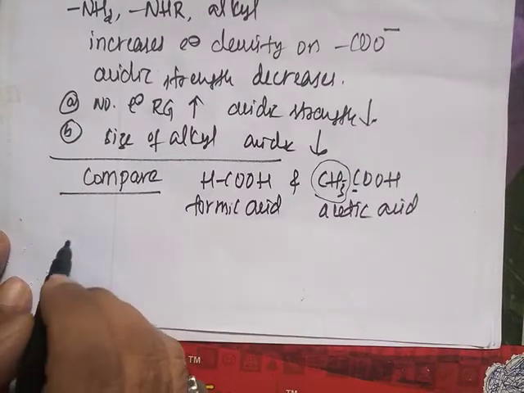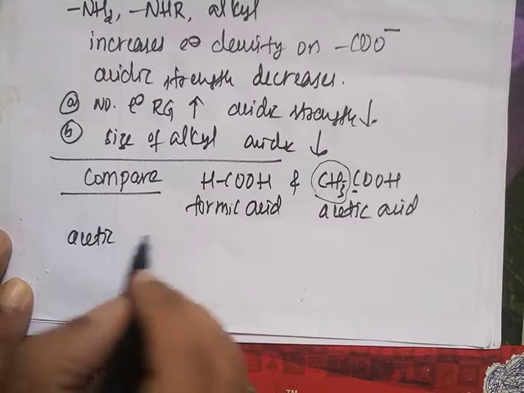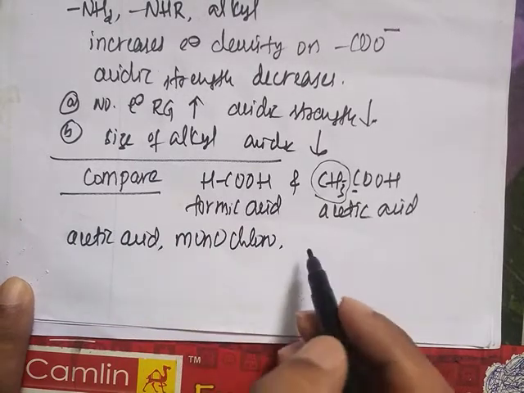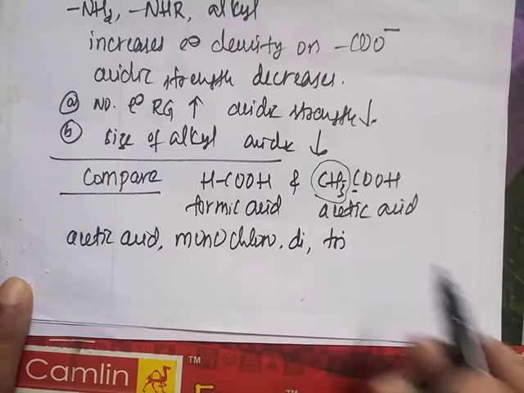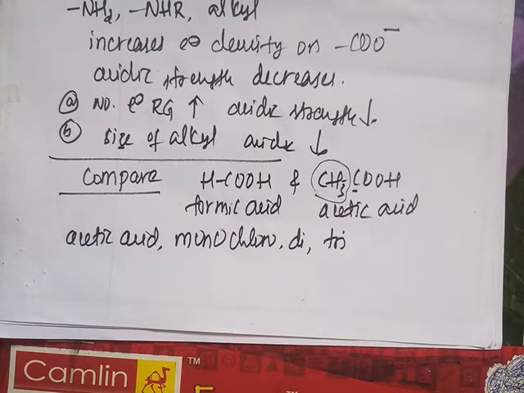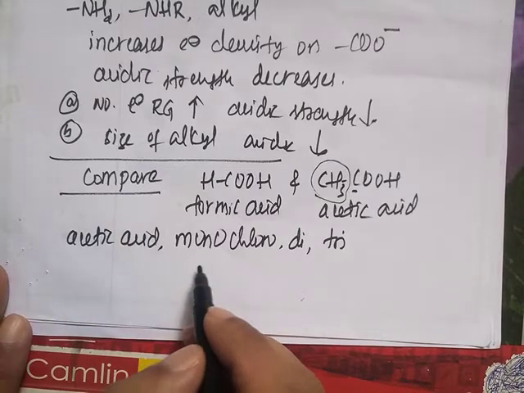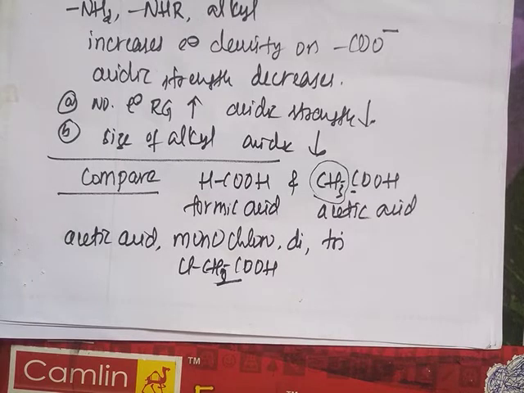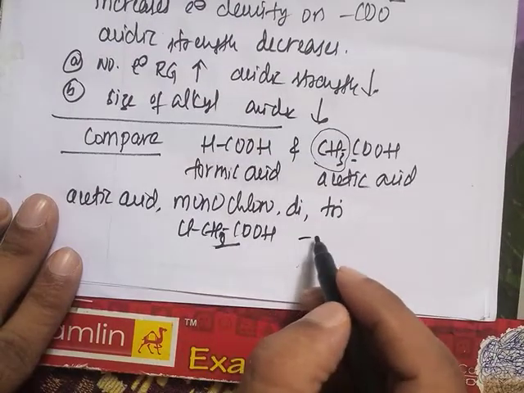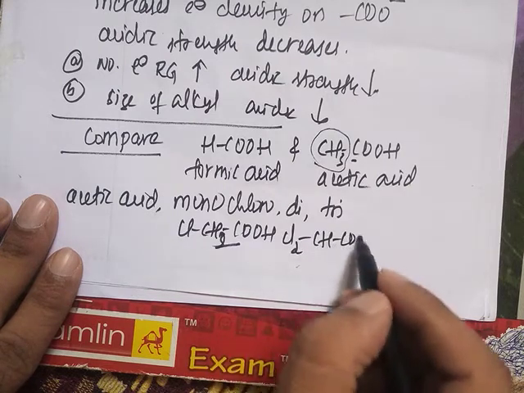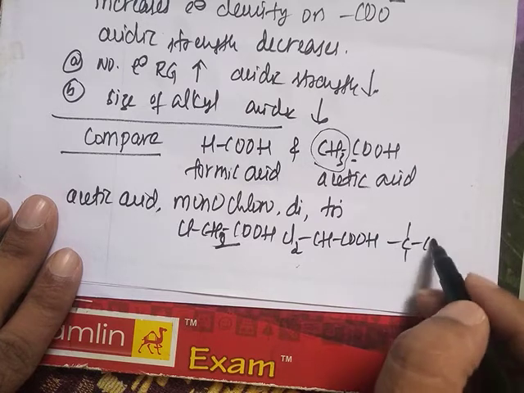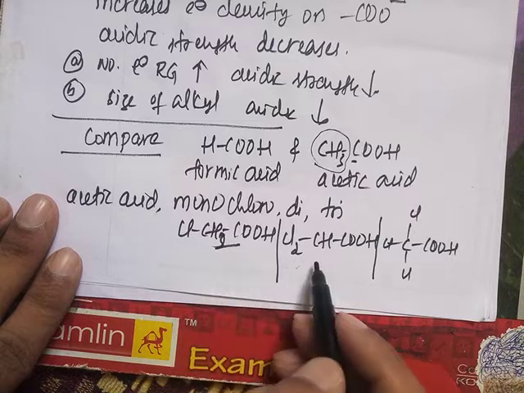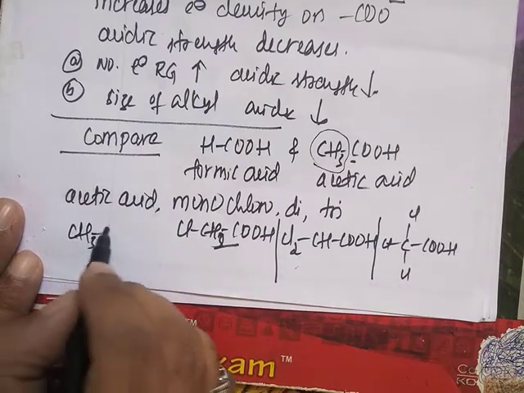Next, let us consider the example of acetic acid, monochloroacetic acid, dichloroacetic acid and trichloroacetic acid. In monochloroacetic acid, one chlorine atom is present. In dichloroacetic acid, two chlorine atoms are present. In trichloroacetic acid, there are three chlorine atoms present. And this is acetic acid.